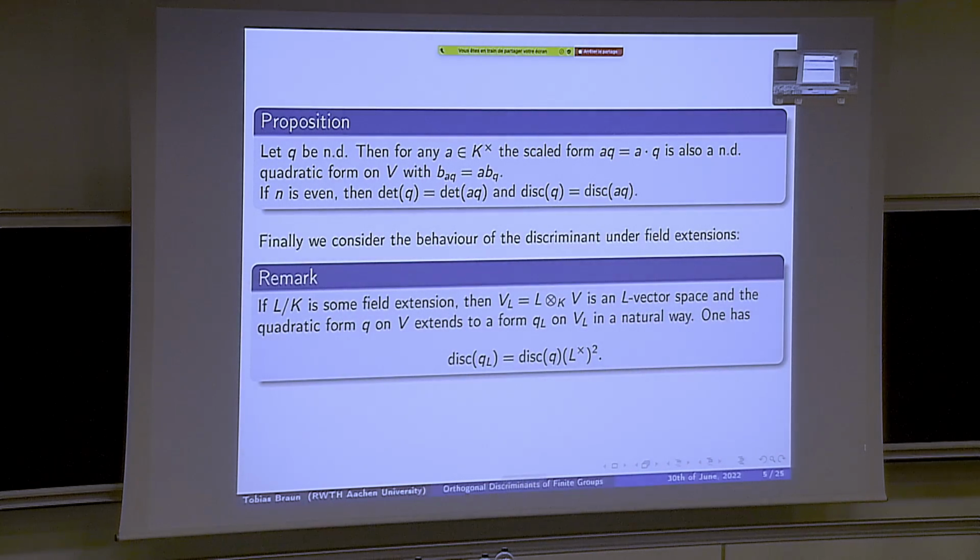And the second property is, well, what happens if we consider field extensions? So let's say you have a quadratic form Q on your vector space V, and you extend the base field K by some field extension L. Then, just by extension of scalars, you get a new vector space V_L, which is just L tensor V. And you can then extend your quadratic form to this vector space in the natural way, also just by extending scalars. Because the Gram matrix stays the same, the discriminant of this new form Q_L is just the discriminant of Q up to squares in L. You just add the squares in L.